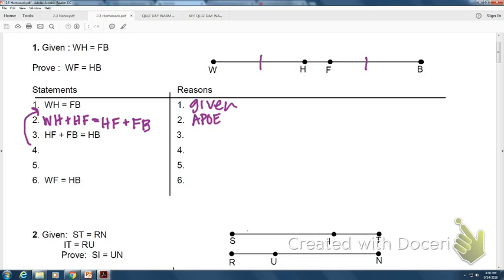Okay, so in this equation, HF equals what? So if I'm looking at this segment, WB... hold on. If I'm looking at this segment, and I'm looking at this segment, HF equals what in comparison? So HF in this segment equals what in this segment?